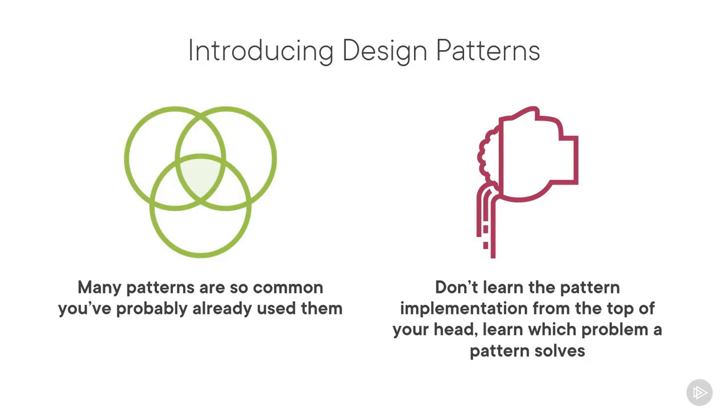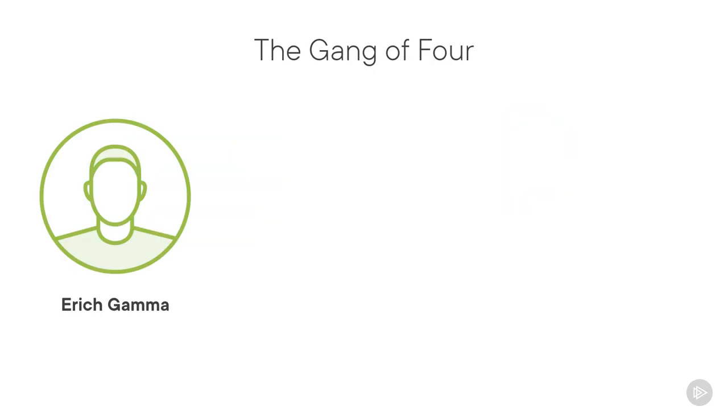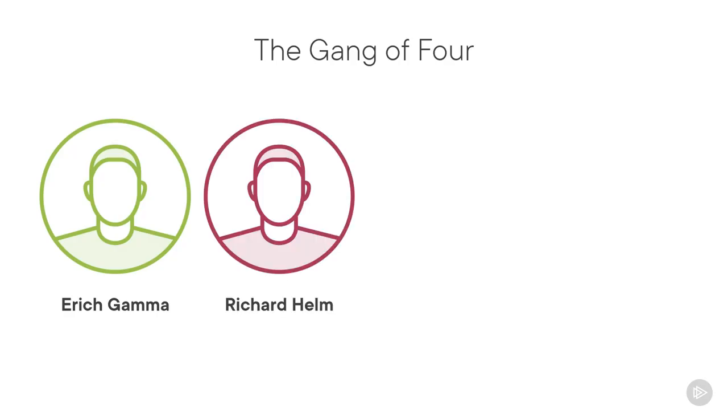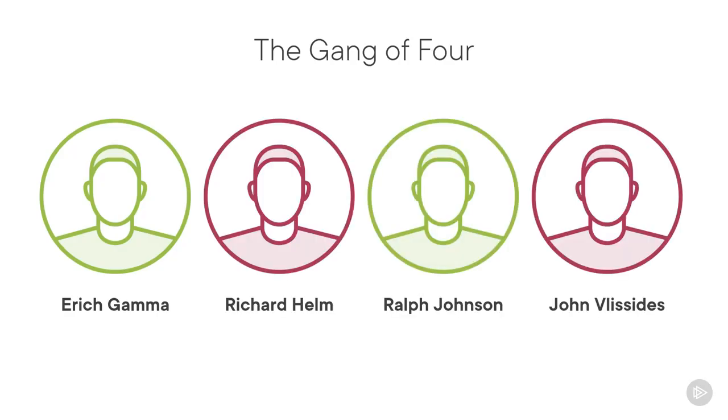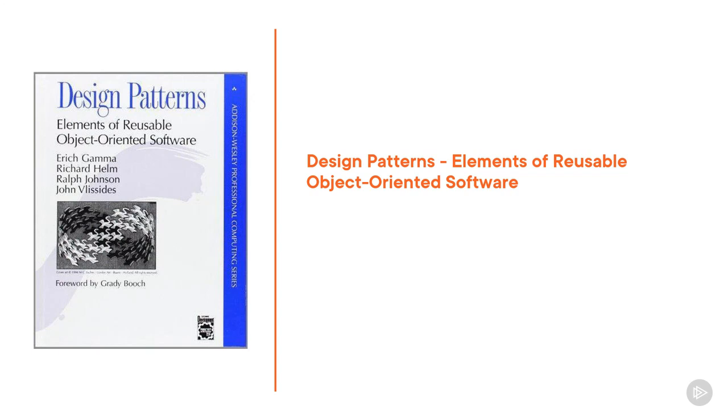The patterns we will cover in this course are the well-known Gang of Four design patterns. The Gang of Four are Erich Gamma, Richard Helm, Ralph Johnson, and John Vlissides. In 1994, a long time ago, these guys published a book that, to this day, is the de facto standard work on software design patterns: Design Patterns, Elements of Reusable Object-Oriented Software. It consists of 23 patterns. Those are the ones we will cover in this course.